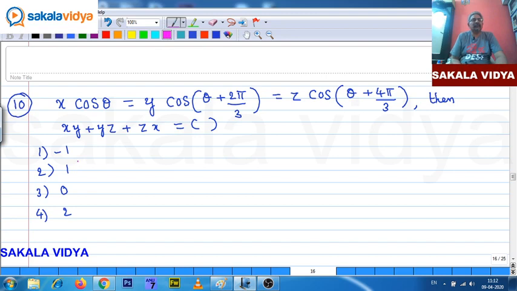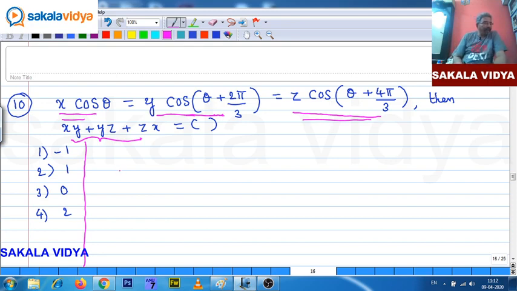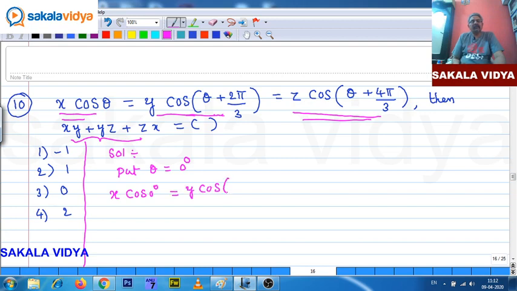Okay, first let me concentrate on this question. So now x cos theta equals to y into cos of theta plus 2 pi by 3, z into cos of theta plus 4 pi by 3. Then we need to find out this value. Here see, now let us take like this here, because options are independent of theta, put theta equal to 0 degrees. So now what do you get? x into cos 0 degrees equal to y cos of 0 plus 120 degrees is equal to z into cos of 0 plus this is 240 degrees. So we have this equals to how much?